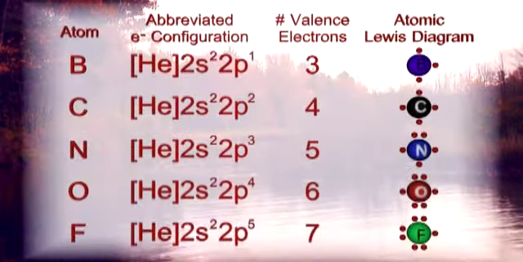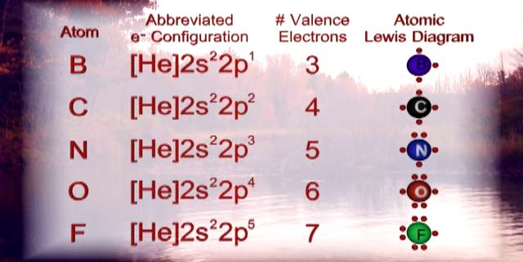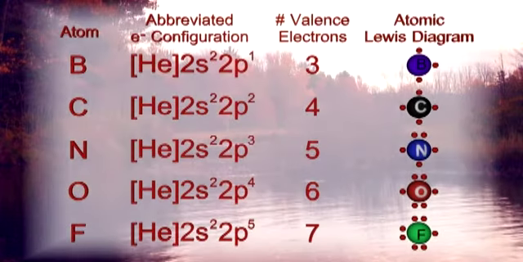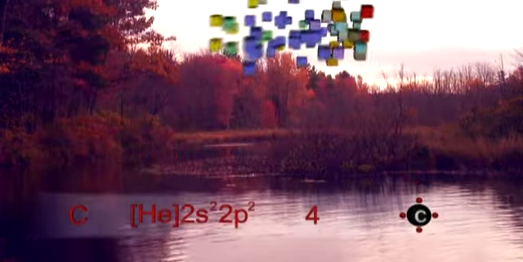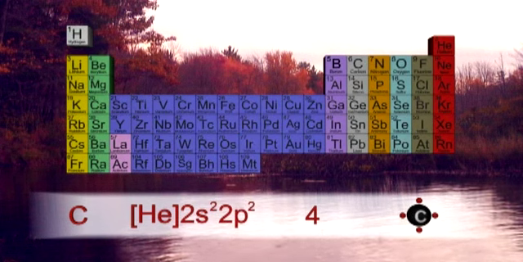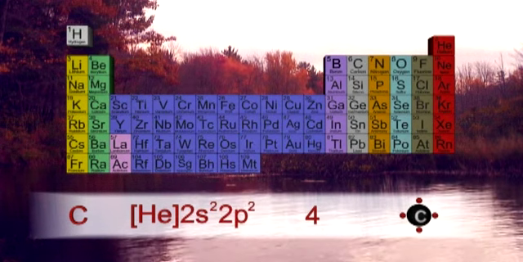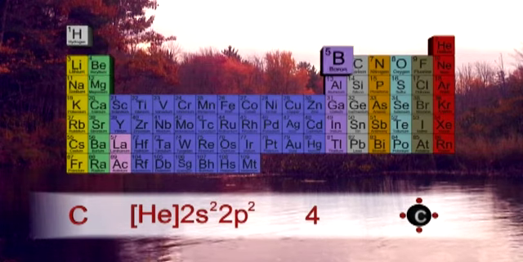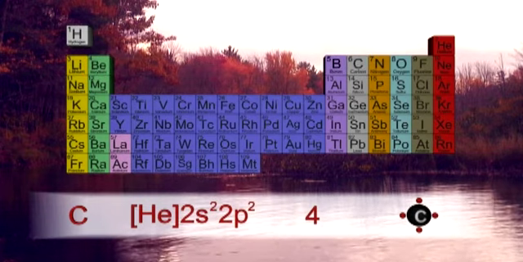A Lewis dot diagram for an element indicates only the valence electrons. Examining the element's abbreviated electron configuration allows us to ascertain the number of valence electrons present. Notice that by simply counting from left to right across the periodic table until the element in question is reached, yields the same result. For example, carbon is 4 spaces over, thus it has 4 valence electrons.